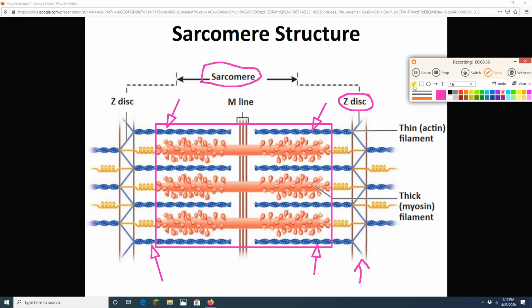I'm going to see a couple different things here. I'm going to see my region of overlap, right here. Region of overlap here, another region of overlap here. And then I'm going to have my H zone, which is going to be this area where there's just myosin. And the myosin is stabilized within the H zone by the proteins of the M line.